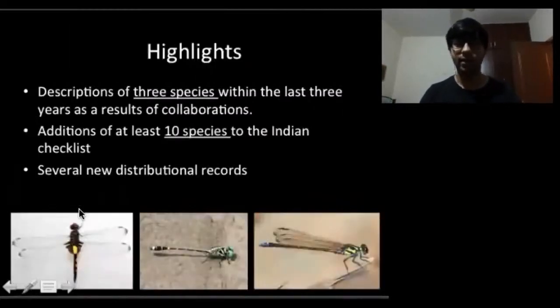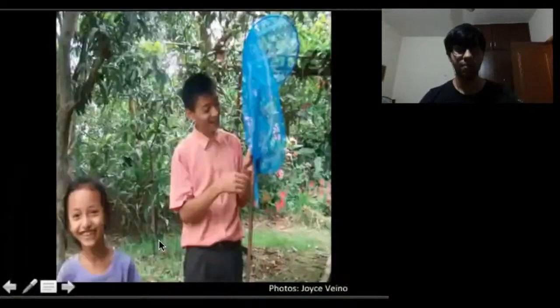And some highlights that have come out from all the contributions that people have done are 3 new species that were published within the last 3 years with our collaborators. And additionally, at least 10 species have been added to the Indian checklist with the help of different contributors and their records. So these are 2 species which were recently added to the Indian checklist, for example.